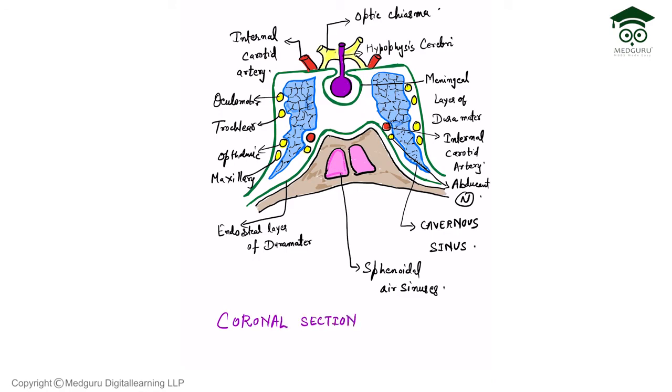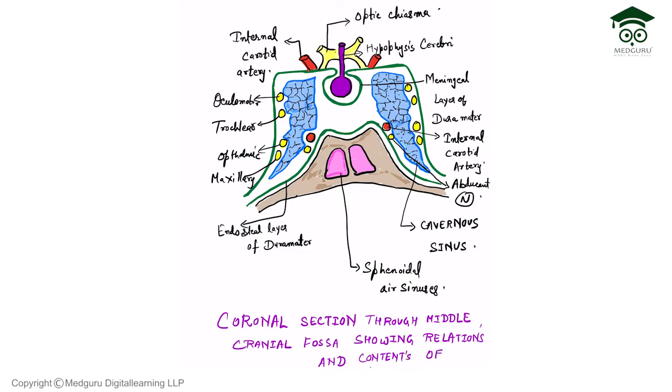The diagram which I have made is actually a coronal section through the cavernous sinus. It is a coronal section through the middle cranial cavity, so that we can see all the important relations of the cavernous sinus. So always label the diagram and also write the heading of the diagram, stating the section in which the relations are drawn.